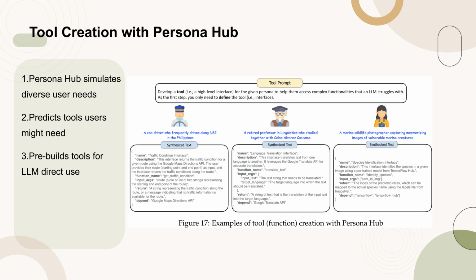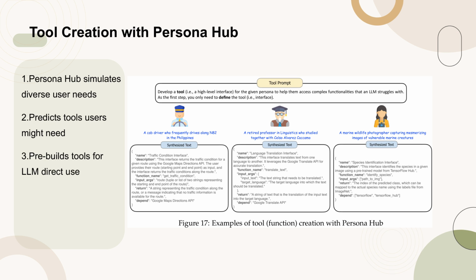Figure 17 illustrates examples of tools created using various personas within Persona Hub. These tools are designed to fulfill functionalities that specific personas may require, such as a cab driver needing to check traffic conditions, which an LLM cannot directly access. This expansion of services provided by the LLM is significant.